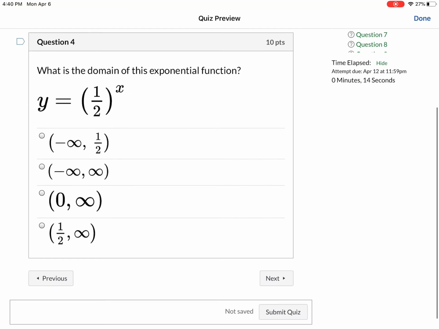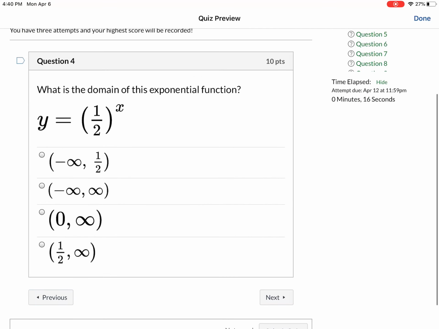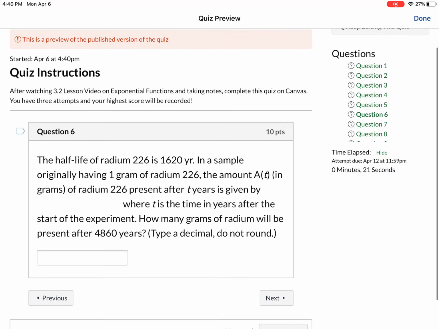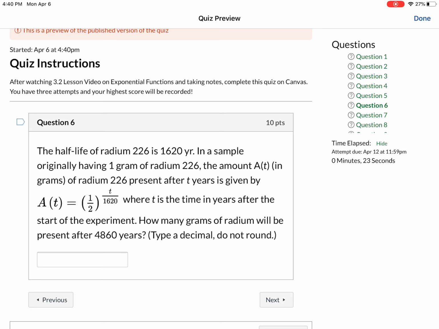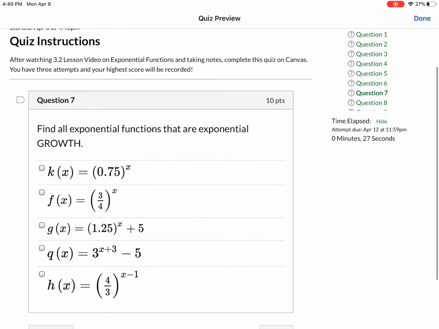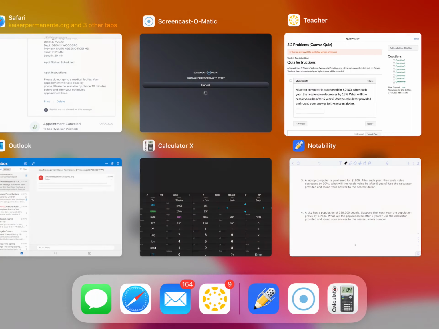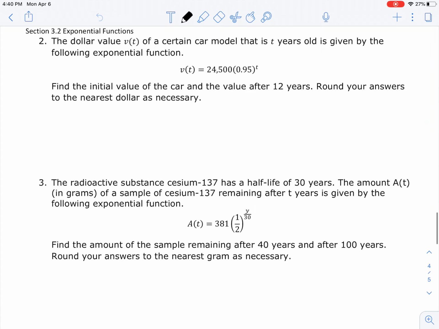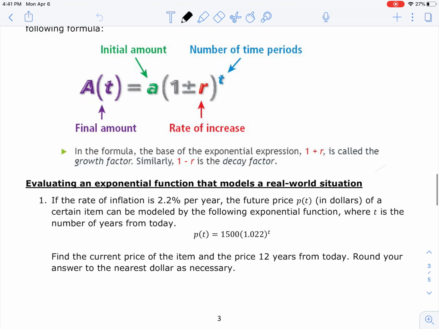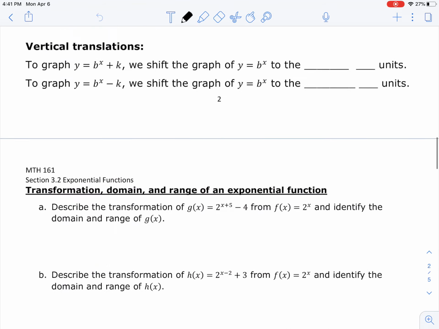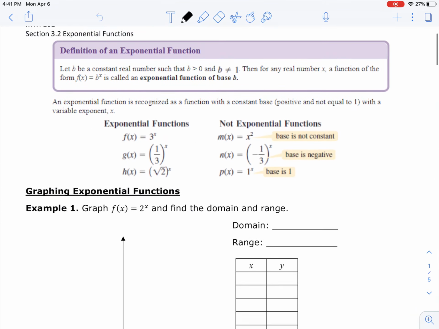It's about transformations, and a couple of word problems that we're about to go over together, okay? You do have 3 attempts on this Canvas quiz, and I will record the highest score. So to keep taking it, you have until this Sunday to finish this 3.2 quiz, okay? All right, let's go over the notes together then.